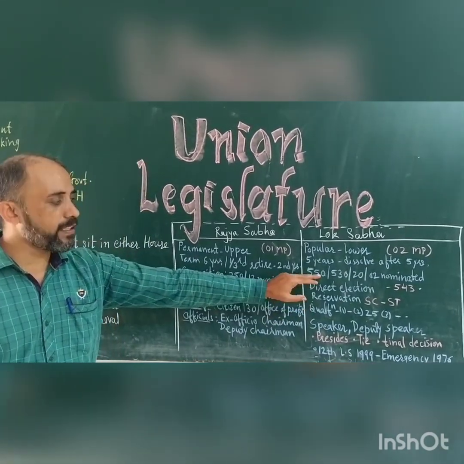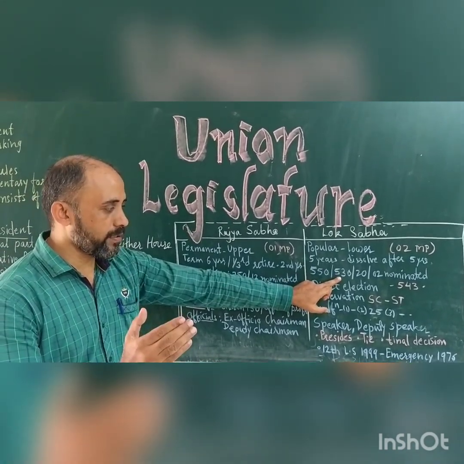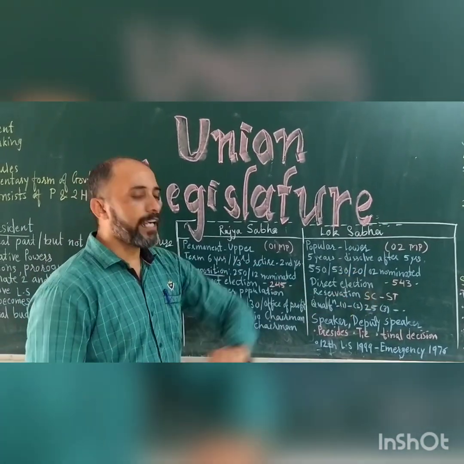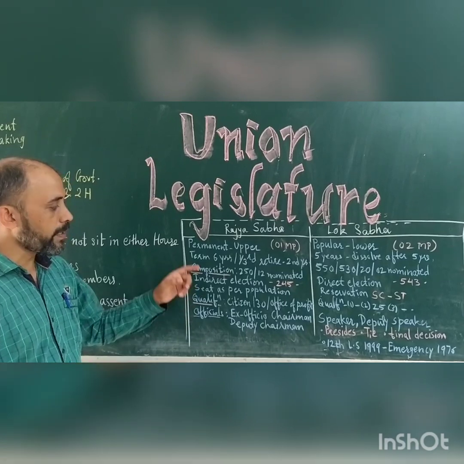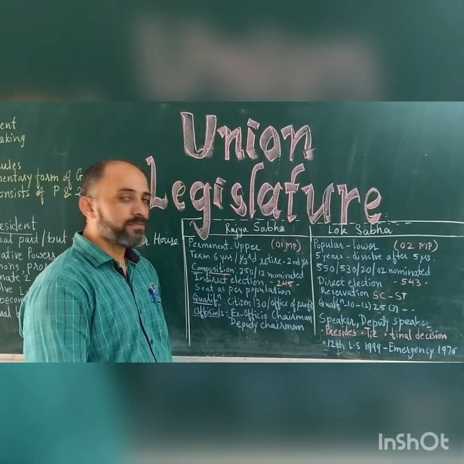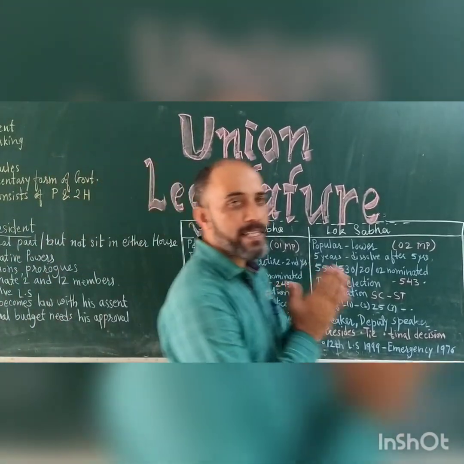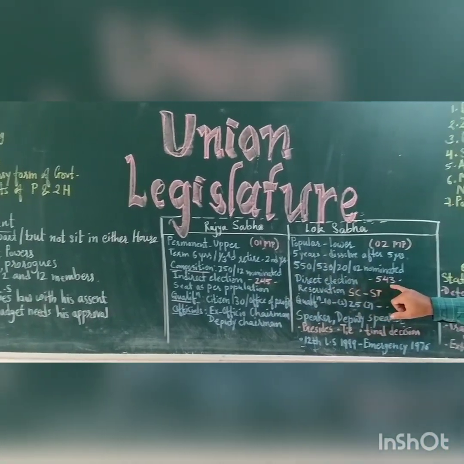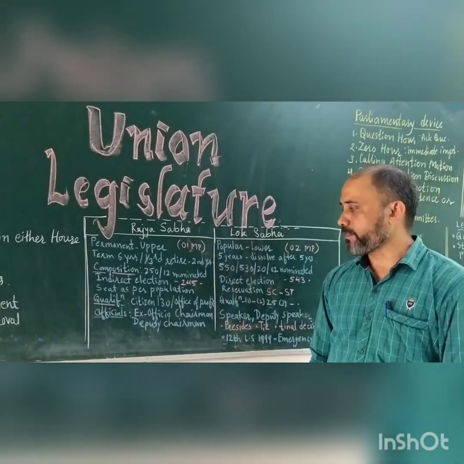550 is the maximum strength. 530 are the seats elected from different states, 20 members elected from the union territories, and 2 members can be nominated by the president. Composition of the Rajya Sabha: maximum strength is 250 and 12 members are nominated by the president. If you ask what is the present strength in the parliament, in Lok Sabha we have 543 members and in Rajya Sabha 245 members.